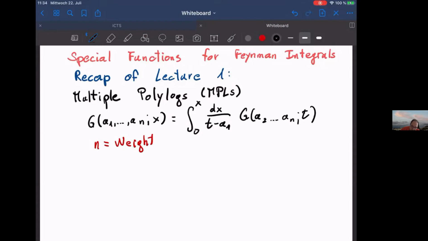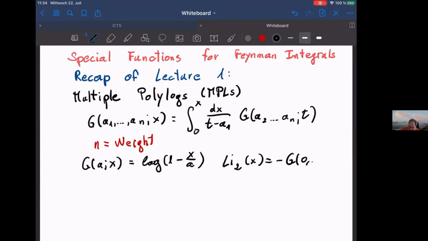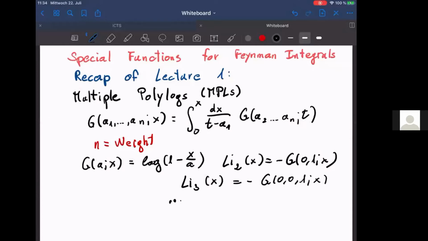The other thing we saw is that there's a special case, which is the log, which is just the polylog of weight 1. And there's also the dilog, which is also a special case, the trilog, and so on. So those are the quantities we looked at.